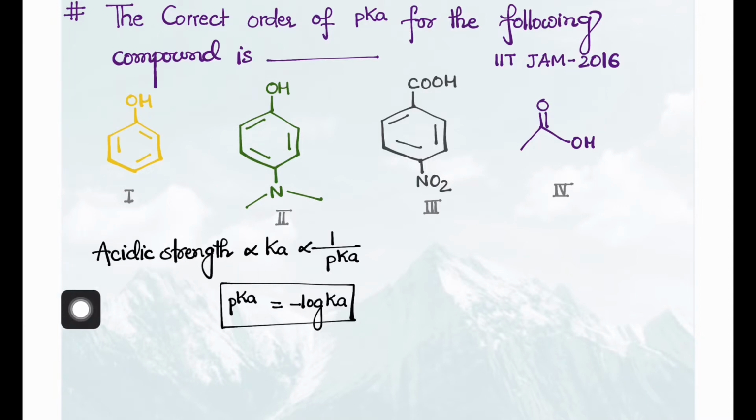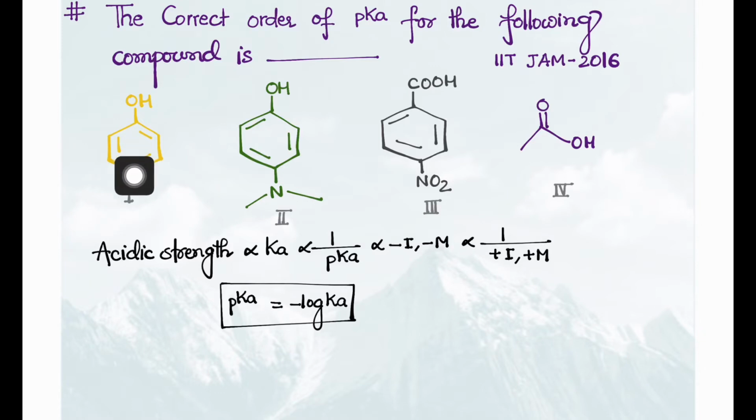Now, acidic strength is increased by electron withdrawing groups like minus I group, minus M group, and decreased by electron donating groups like plus I group and plus M group. The first molecule is phenol, the second is also a phenol derivative, the third is benzoic acid, that is a carboxylic acid, and the fourth is acetic acid.